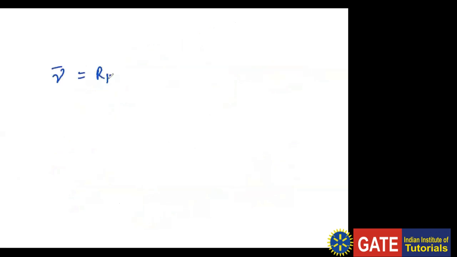Formula, very, very important. Everyone knows ν bar is equal to RH. RH is called the Rydberg constant.